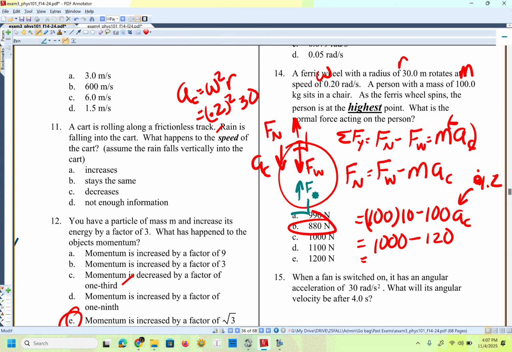I'd have my normal force up. I'd have my weight still down, but my acceleration would now be in that direction. So the only difference that we would have is that this would become positive, this would become positive, and that would become positive, and then the answer would be 1120. Y'all see how that works differently?